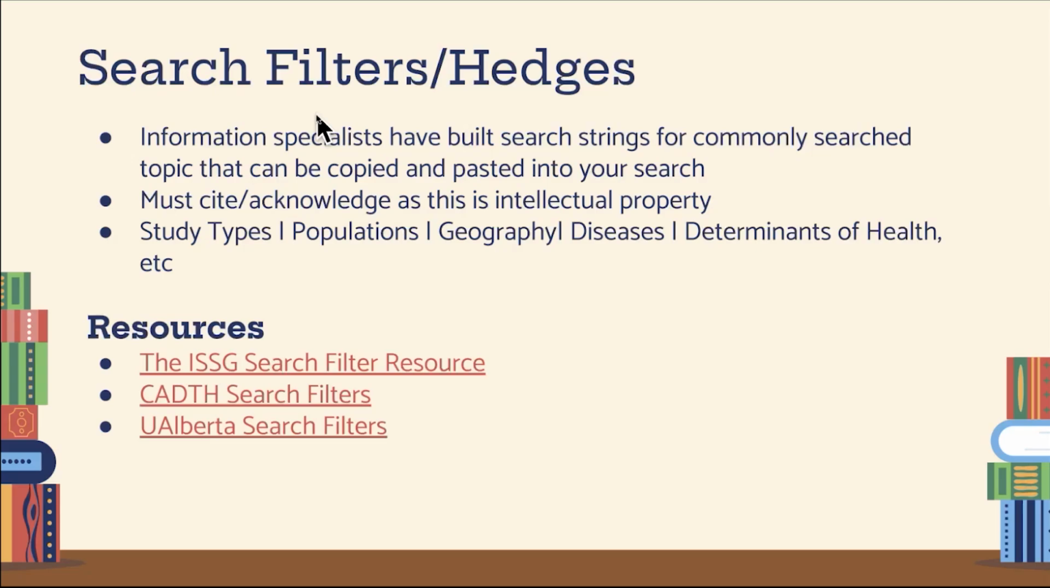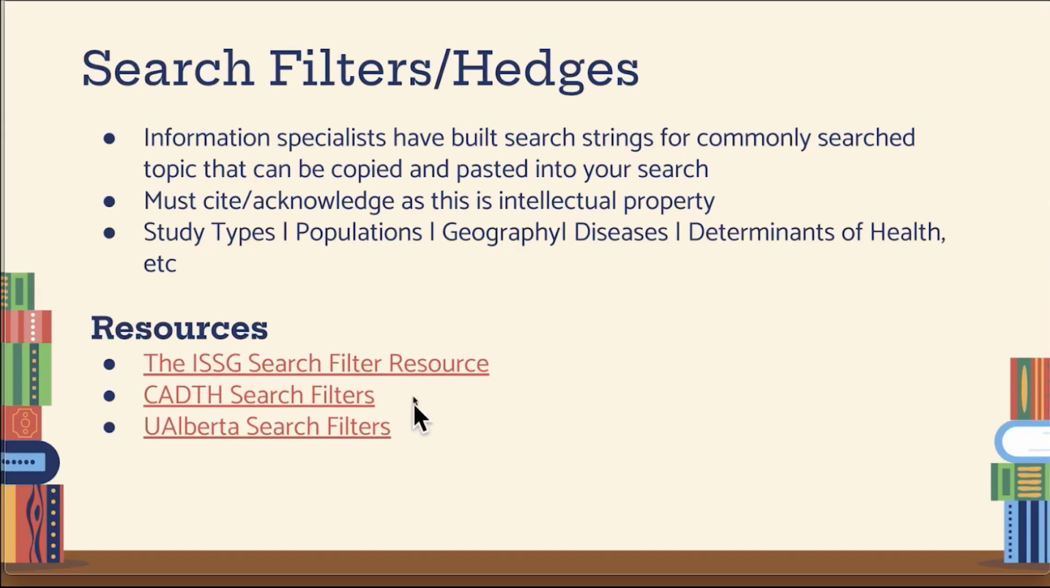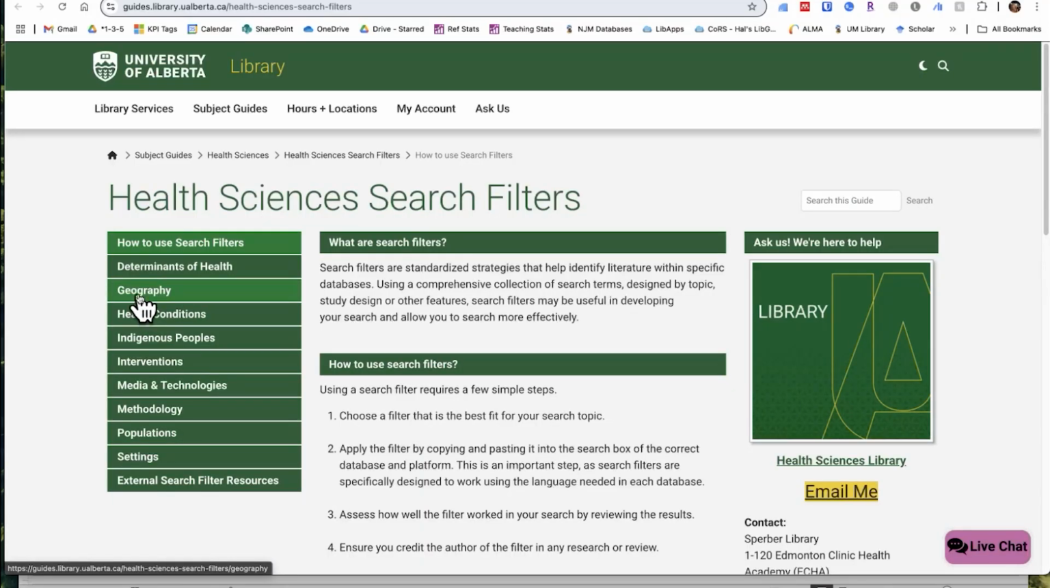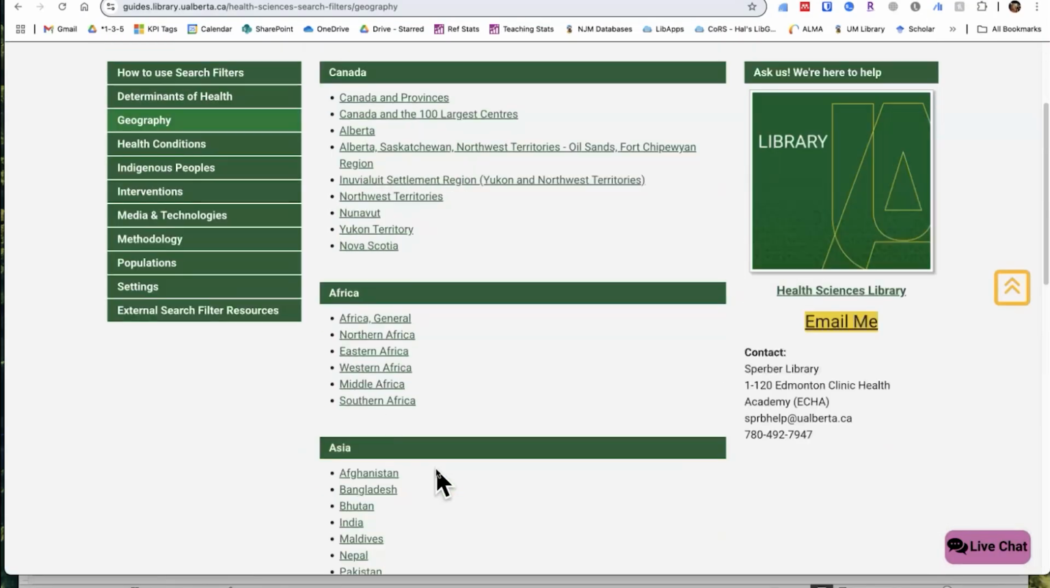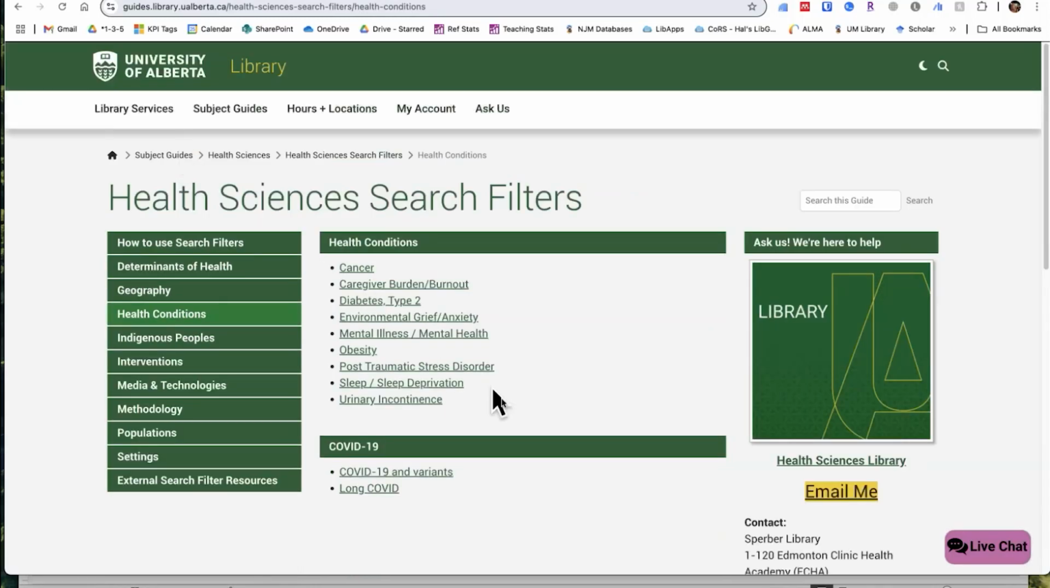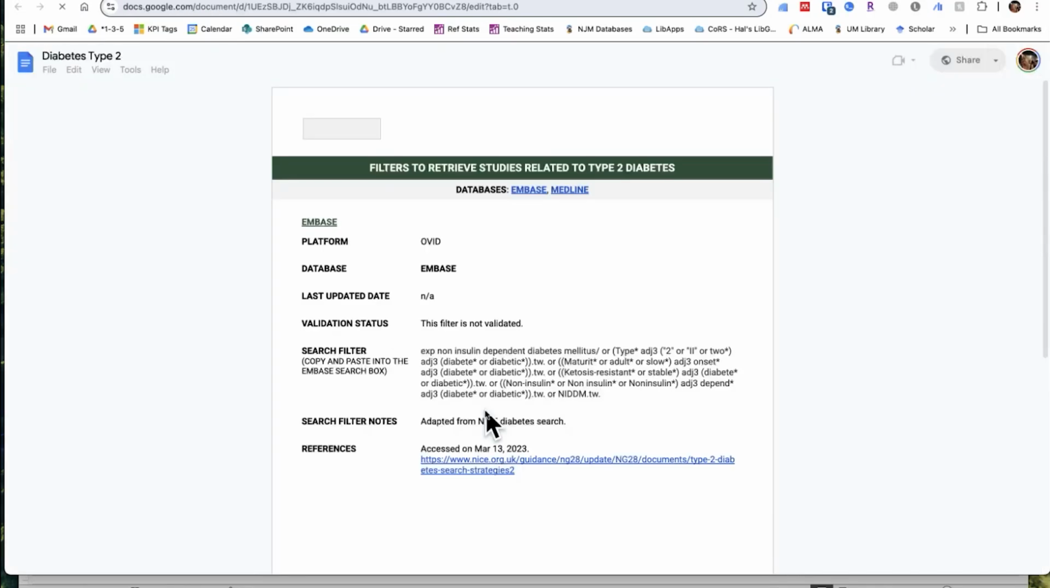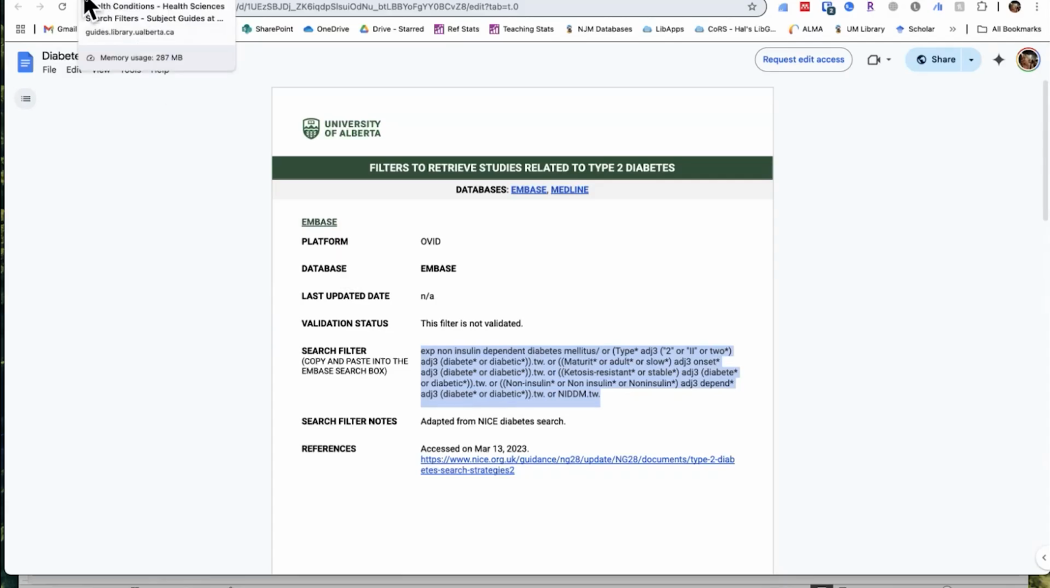So what you do is you use these search filters. There are a whole slew of them. I've listed 3 different resources where you can find more, but you can see, let me look at this one from the U Alberta. You can search on specific geography, so if you're interested in different countries, different regions, or specific health conditions. So part of your concept is related to type 2 diabetes. Well, as opposed to having to think about all of that, you can just go in and take a look at the search that they built, copy and paste it. You would cite it in your methods, and it helps save time on your end.